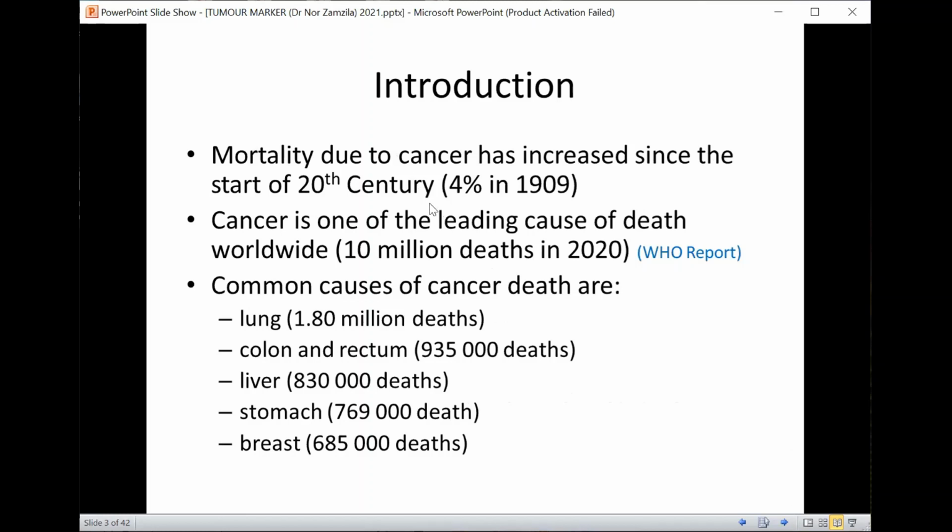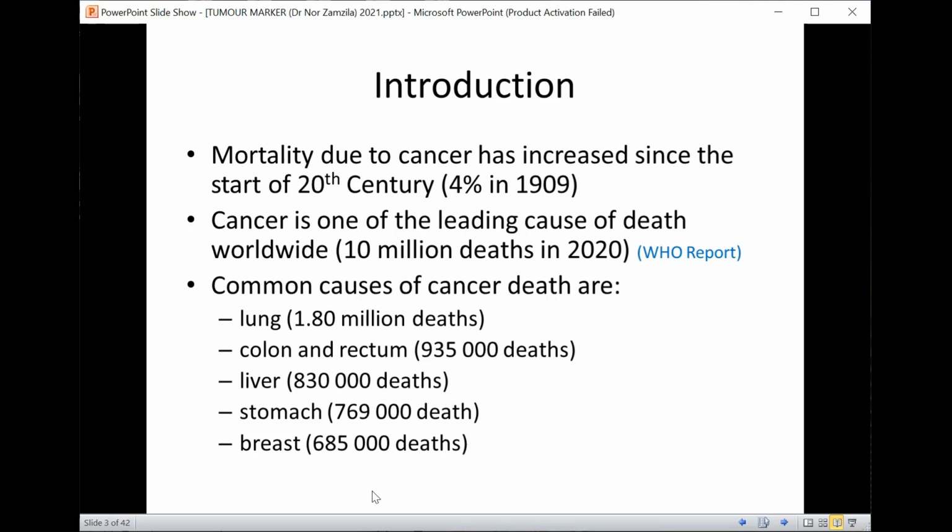Okay, so the mortality due to cancer has increased since the beginning of the 20th century. Maybe because of the increase in technology, we increase the detection of cancer. It is one of the leading causes of death. And in 2020, there were 10 million deaths because of cancer. And the common cancer deaths are due to lung cancer.